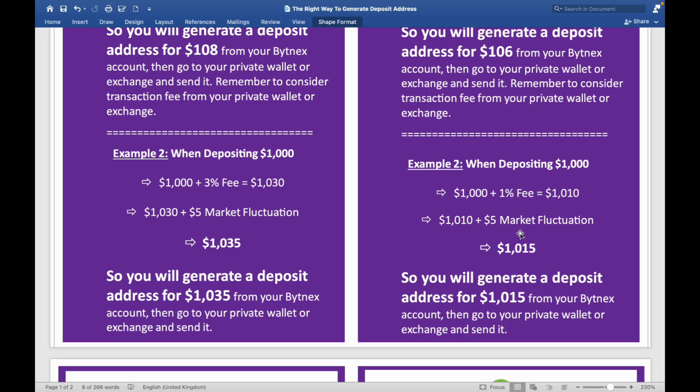Now you notice that there is a big difference between depositing with Bitcoin and depositing with Bitcoin Cash. So if you are depositing a higher amount of money in Bytnex, you will notice that Bitcoin Cash is cheaper in terms of the fee. Okay, so the fee is 1% for Bitcoin Cash deposit, but the fee for Bitcoin itself is 3%. So if you want to save yourself some money, I will recommend you use Bitcoin Cash for your deposit.